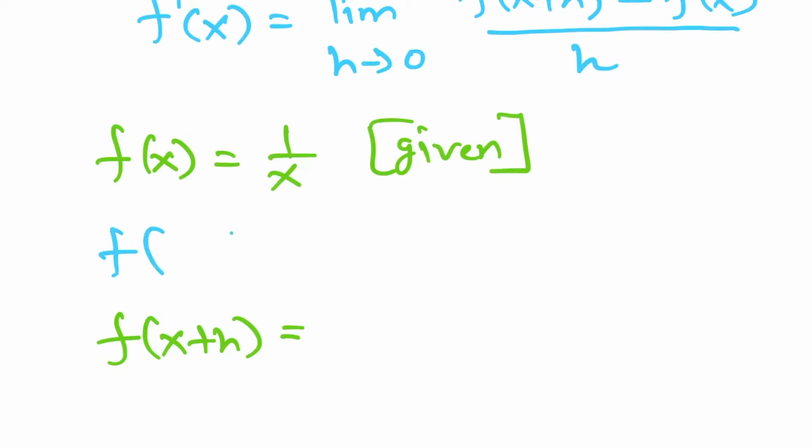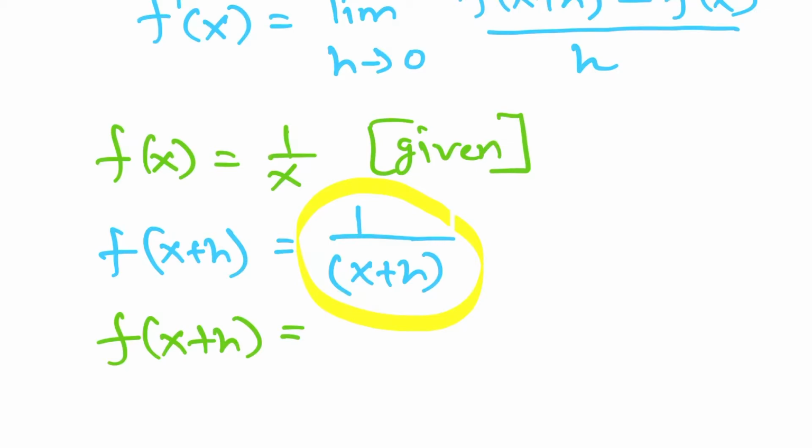I'm going to replace all the x with a placeholder like this. That basically means we are substituting all the x with x plus h. So x plus h, x plus h. All right, since we cannot simplify this anymore, we are going to leave it as it is. Okay, so now we know the value of f of x and f of x plus h. What we can do now is plug it in and we'll be done. All right, let's do this.